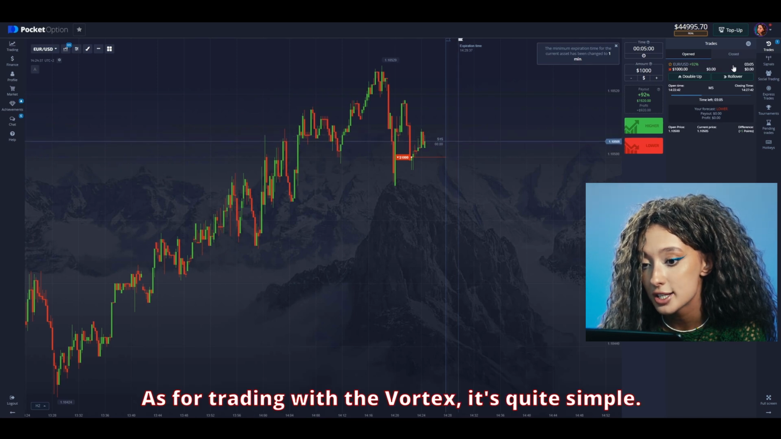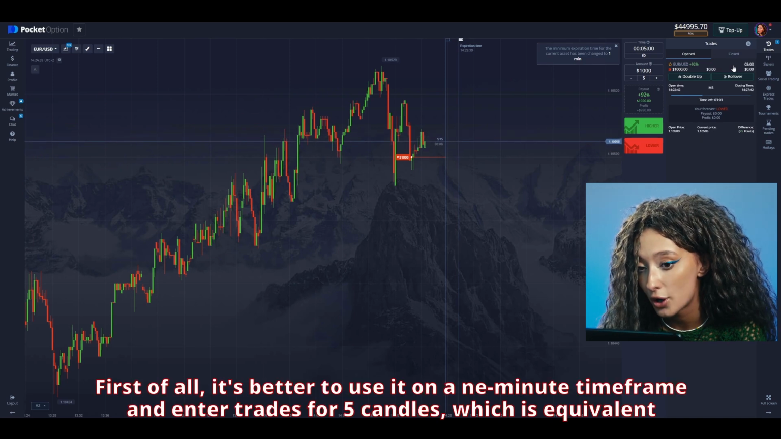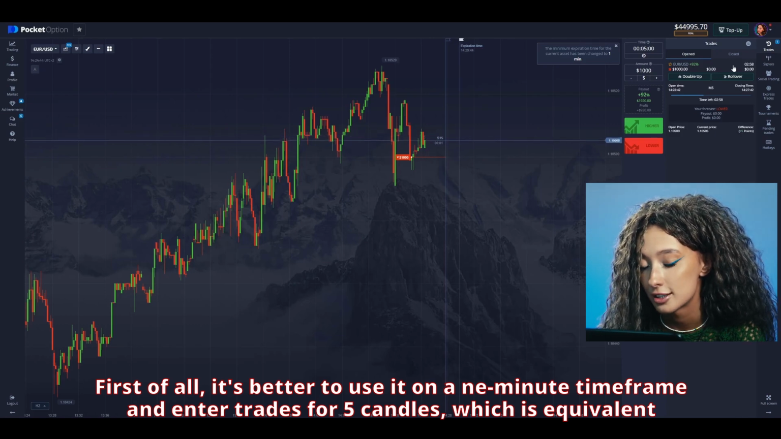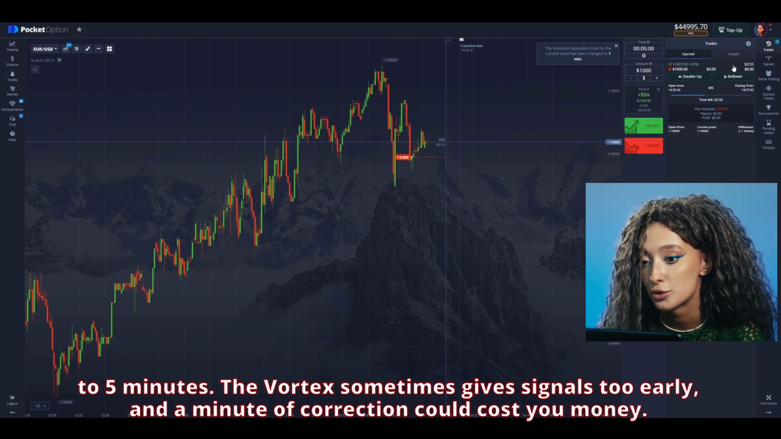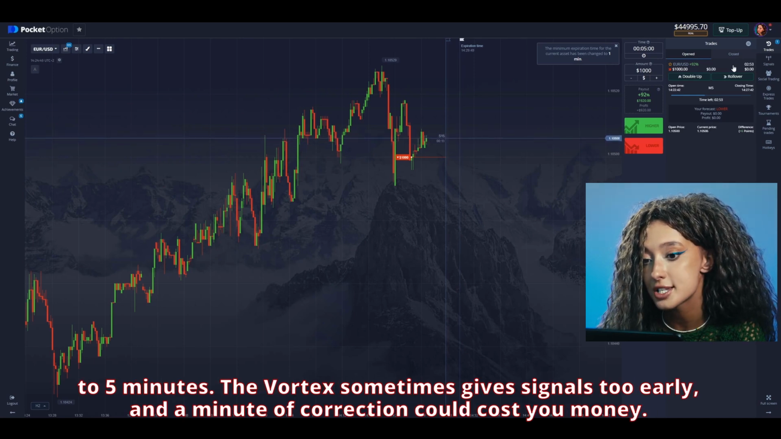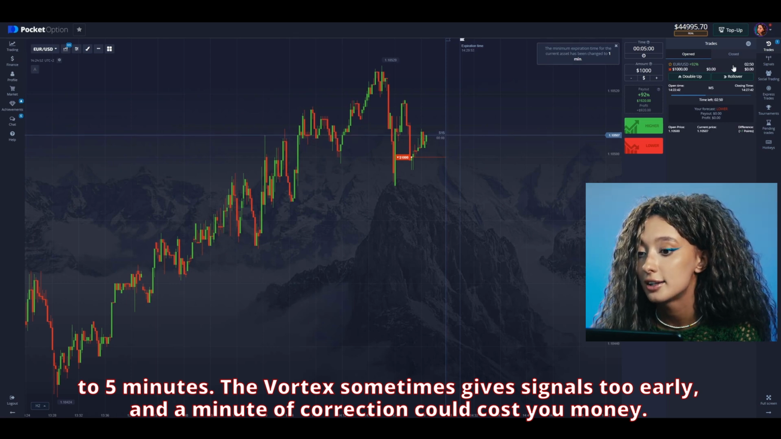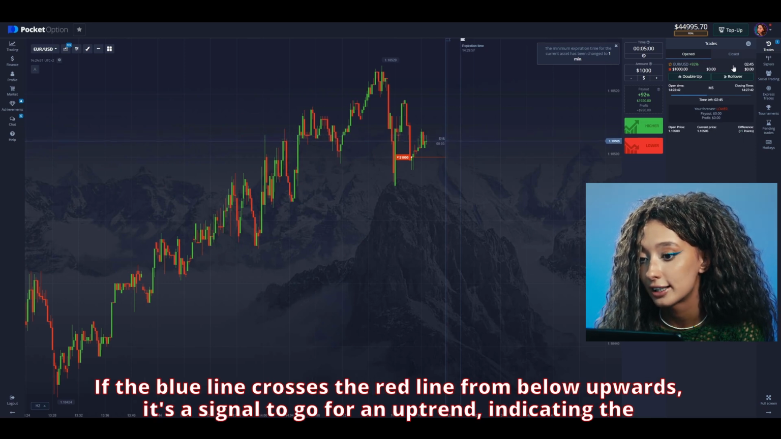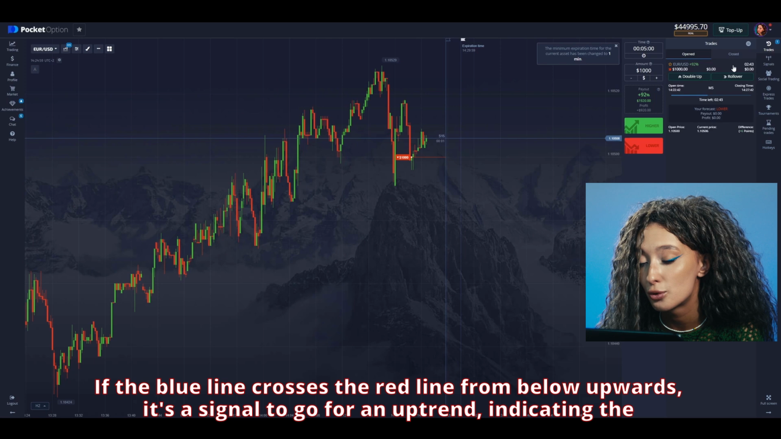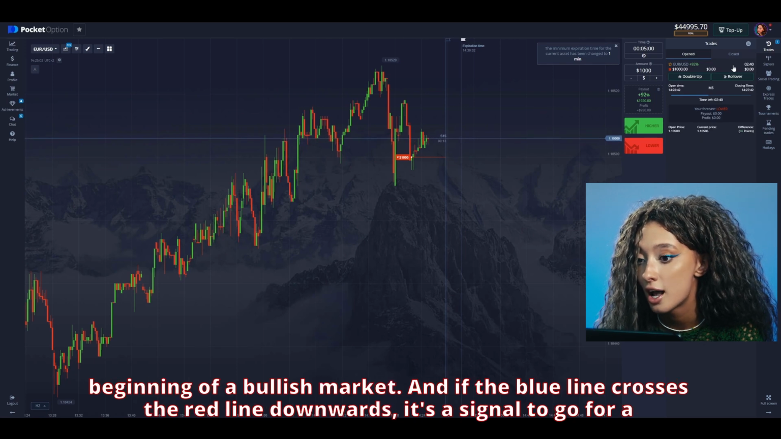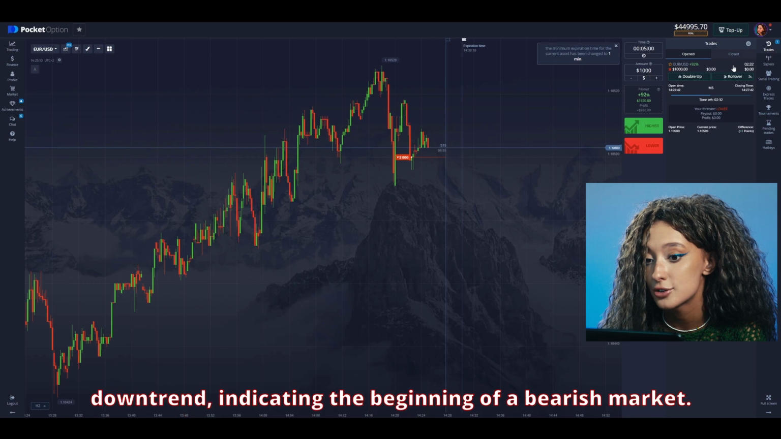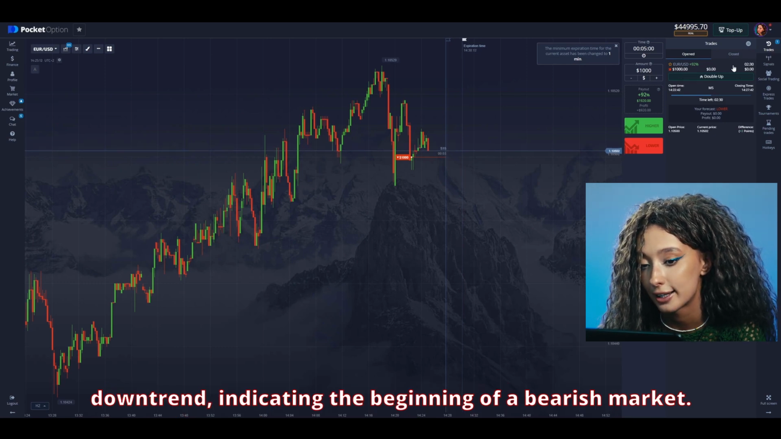As for trading with the Vortex, it's quite simple. First of all, it's better to use it on 1 minute time frame and enter trades for 5 candles, which is equivalent to 5 minutes. The Vortex sometimes gives signals too early, and a minute of correction could cost your money. If the blue line crosses the red line from below upwards, it is a signal to go for an uptrend, indicating the beginnings of a bullish market. And if the blue line crosses the red line downwards, it is a signal to go for a downtrend, indicating the beginning of the bearish market.